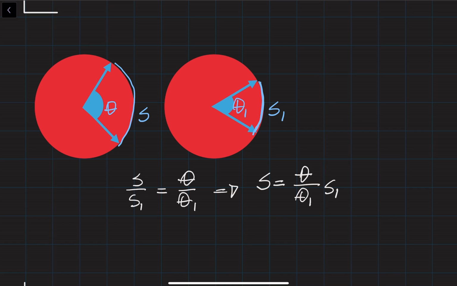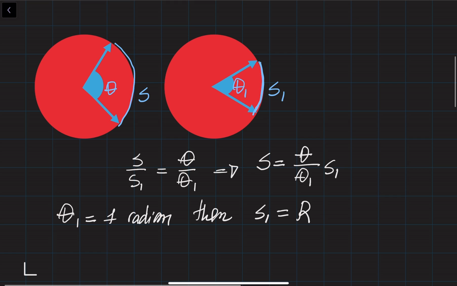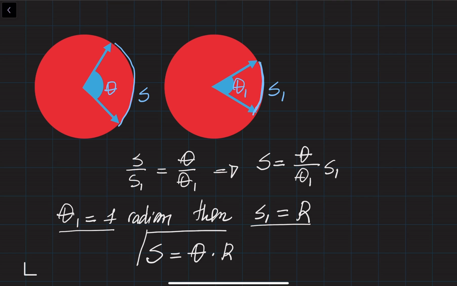At the same time, by definition, if theta 1 is equal to 1 radian, then s1, the arc length subtended by 1 radian, is simply equal to the radius of the circle. This is essentially the definition of the radian, right? So I'm going to substitute theta 1 equal to 1 and s1 equal to r in order to get the formula for the arc length: s is equal to theta times the radius. This is the length of the arc subtended by the central angle theta.